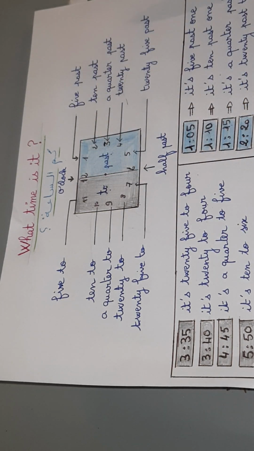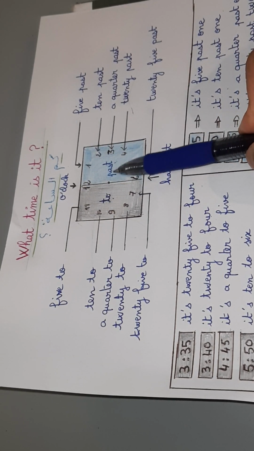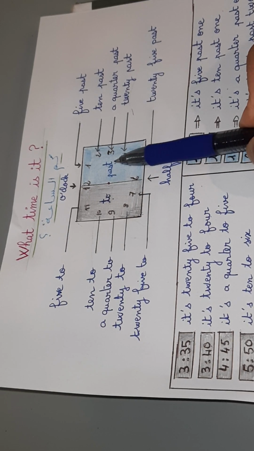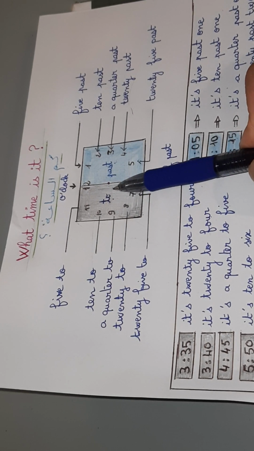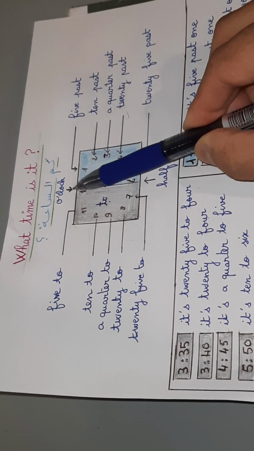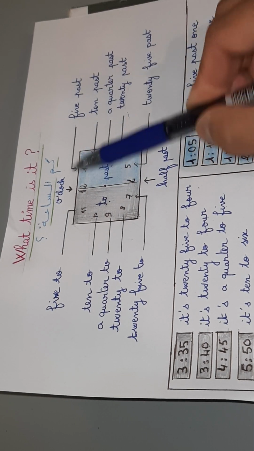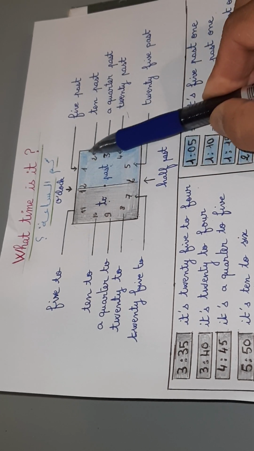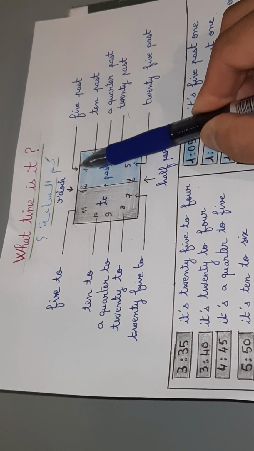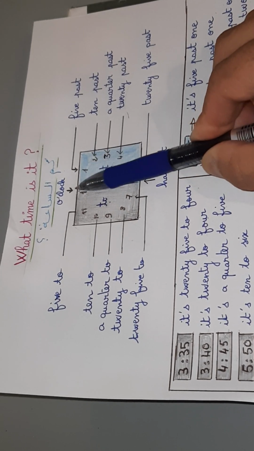In this clock, we have two parts. The part in blue and the part in gray. In this part, we use the word past, and here we use the word to. So o'clock, 5 past. From here to here, we have 5 minutes. From 12 to 2, we have 10 past, 10 minutes. From here to here, we have 15 minutes.